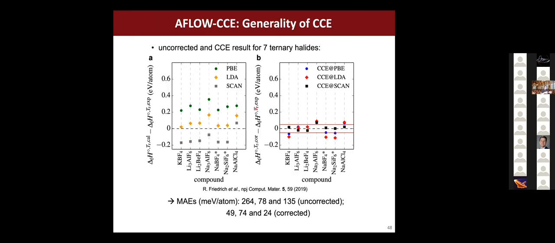This idea doesn't just apply to oxides. We've also tested it for halide systems. And you can see here that these are just preliminary data that we show from our publication, but you can see here that the CC corrections are really going to move the formation enthalpies much closer to what we expect with respect to experiment.